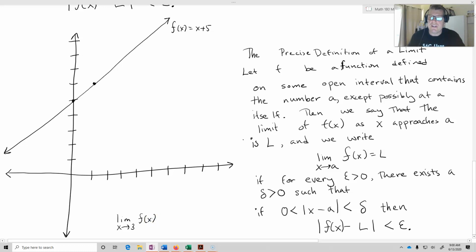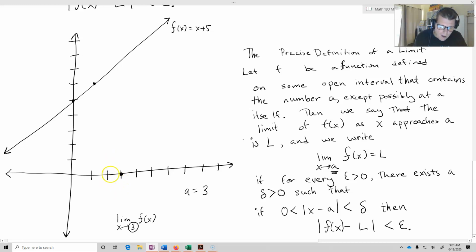So let's look at this definition. Let f be a function defined on some open interval that contains the number a. Now, what we mean by an open interval is around the value a. So in this case, a equals 3. That's a right there inside of that definition of a limit. You can see a right here as well: the limit as x approaches a of f of x equals L. So that's around 3, x equals 3, on the x-axis.